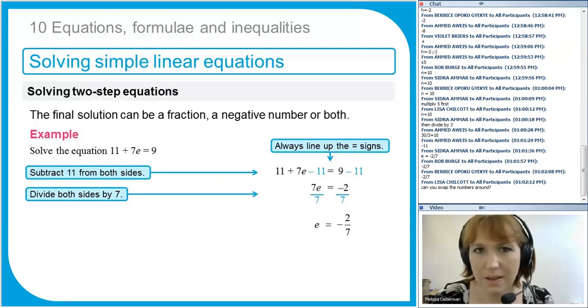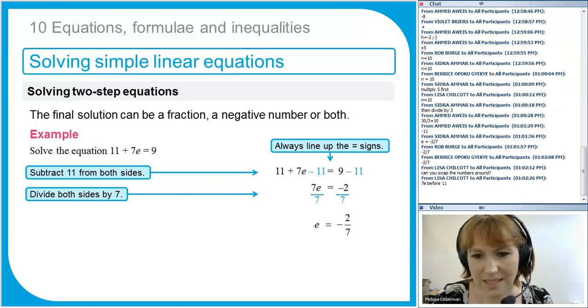If the top number is bigger than the bottom number, you might want to convert it into a mixed number, but you don't have to. You just leave it like that. And if you can cancel it down, cancel it down. So that's how it works when the number doesn't divide exactly in there.